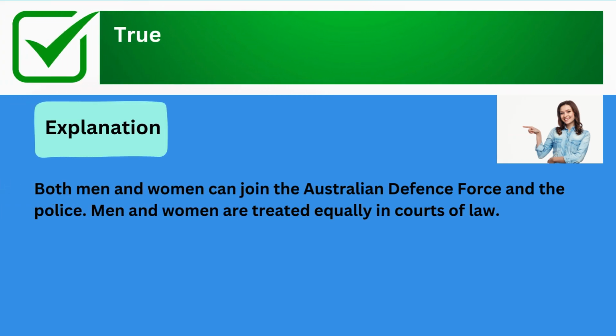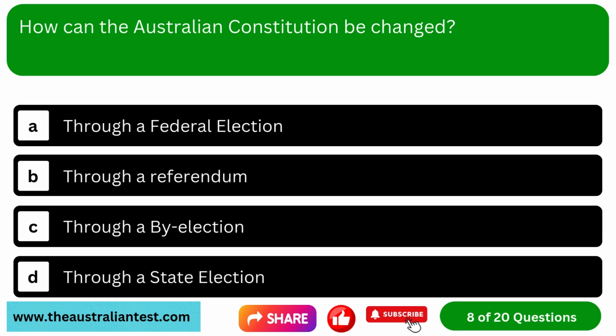The correct answer is true. Explanation: both men and women can join the Australian Defence Force and the police. Men and women are treated equally in courts of law. Question 8. How can the Australian Constitution be changed? Option A, through a federal election. Option B, through a referendum. Option C, through a by-election. Option D, through a state election.